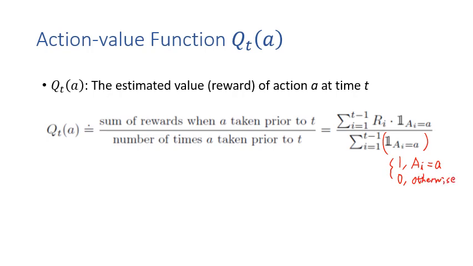So using the indicator function, we can formulate the action value function Qt of A, and our learning goal is to let our estimated value function approach the true optimal value function Q star of A. This is our learning goal.